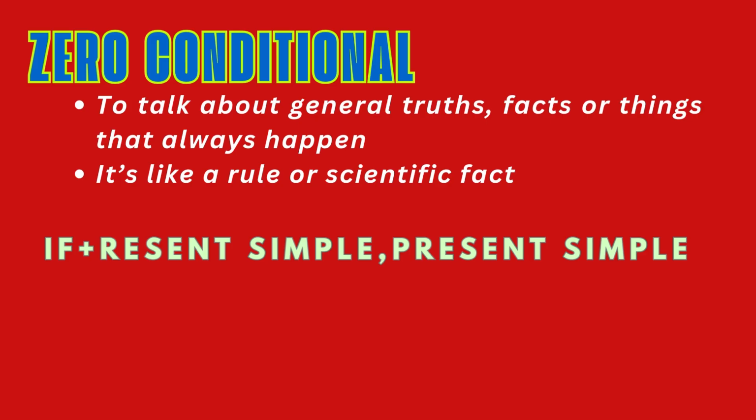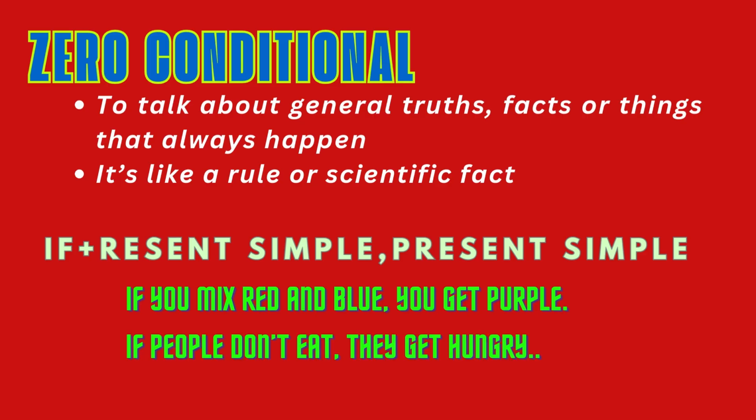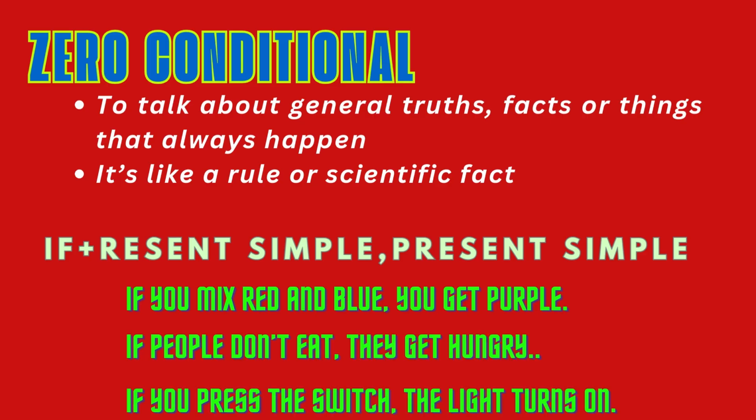For example, if you mix red and blue, you get purple. If people don't eat, they get hungry. If you press the switch, the light turns on. Both parts of the sentence use the present simple tense.